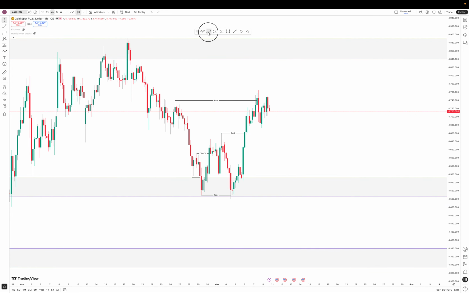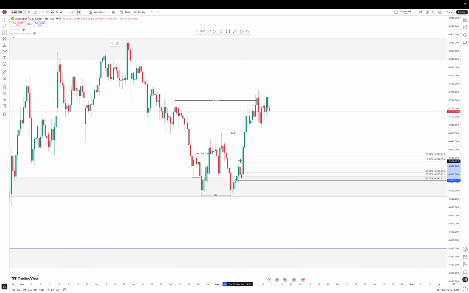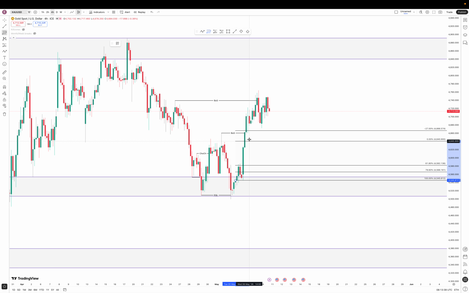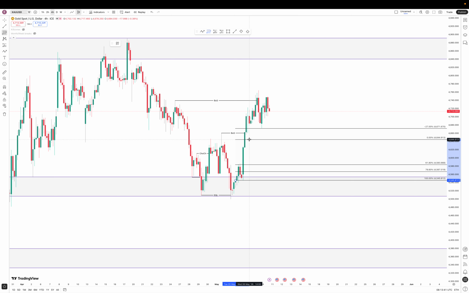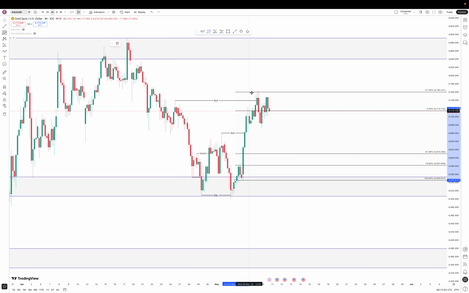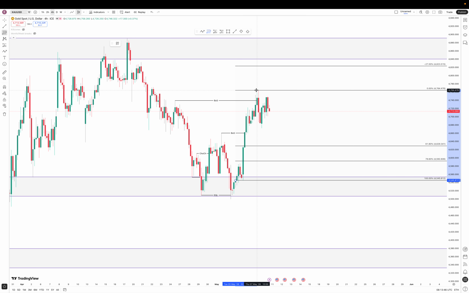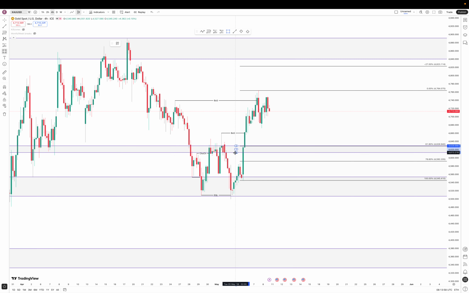So what I just want to do is taking my FIB tool, placing it from the last lower high that caused the current break of structure, then to the last higher high. This is the last higher low and the recent higher high. So yeah, what am I expecting? I'm expecting price to come down to these zones around this place.